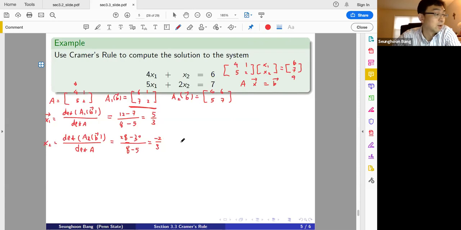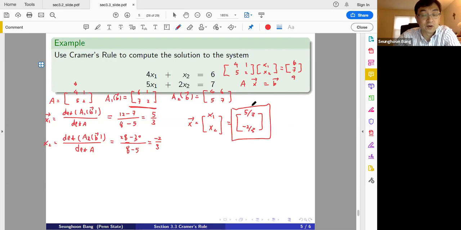So that's it. This is the answer, the vector x. We have x1 and x2. The x1 is 5/3 and x2 is negative 2/3. That's it. This is exactly vector x. We computed it by using Cramer's rule.